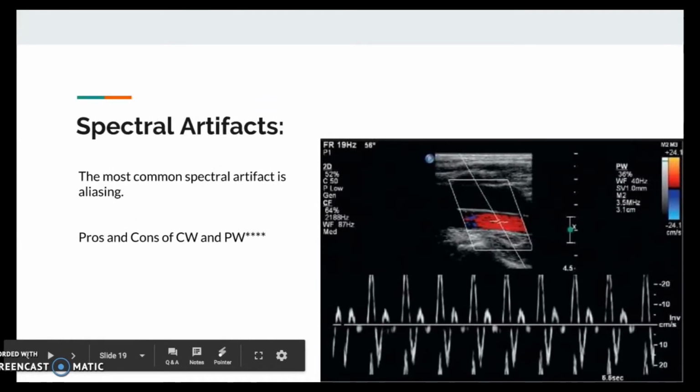So our first artifact, and the most common by far, is aliasing. And there are pros and cons to using continuous wave versus pulsed wave. Continuous wave is more sensitive and won't ever cause aliasing, but there's also no depth resolution. Whereas pulsed wave is much less sensitive and so much more susceptible to aliasing when it comes to high velocities, but there is depth resolution.